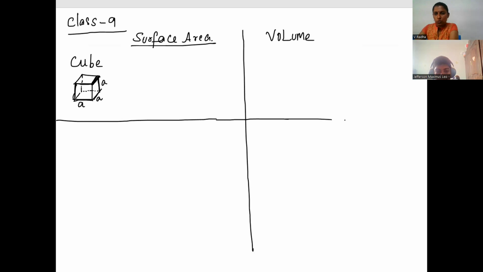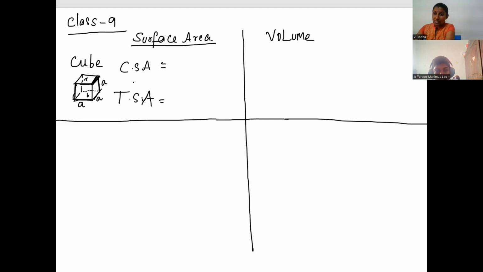Surface area is divided into two, that is CSA and TSA. CSA means curved surface area. TSA means total surface area. What is the difference between these two? Please tell. Ma'am, curved surface area is the surface area excluding the top and bottom. If this top and this bottom are removed, that's the CSA.